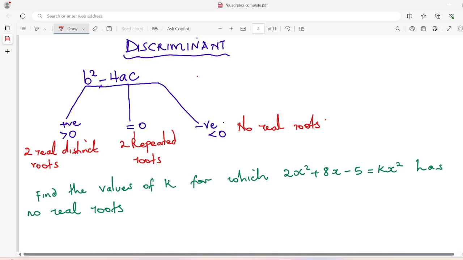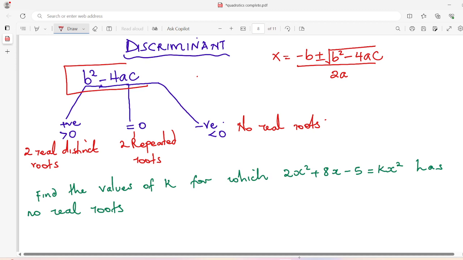So we are going to continue with quadratics, and so let's start with the discriminant. What is a discriminant? The discriminant is the expression that is under a square root in the quadratic formula. So this is our quadratic formula. So this expression of b squared minus 4ac is what we call the discriminant.